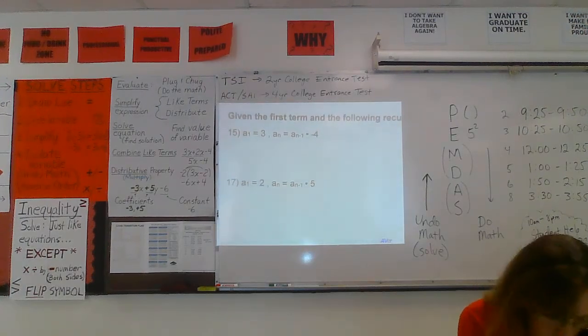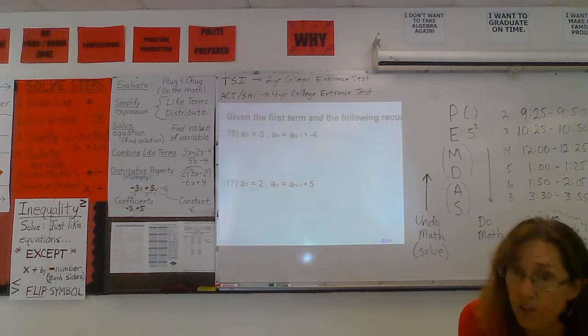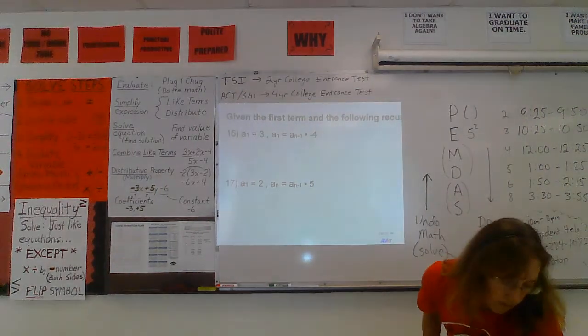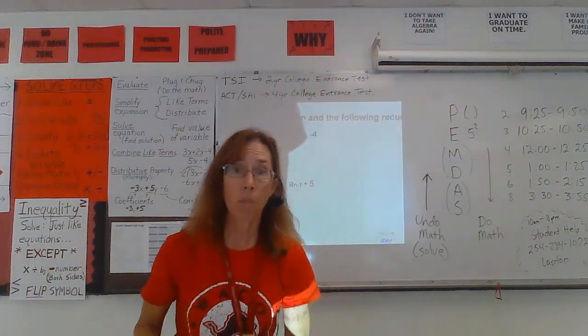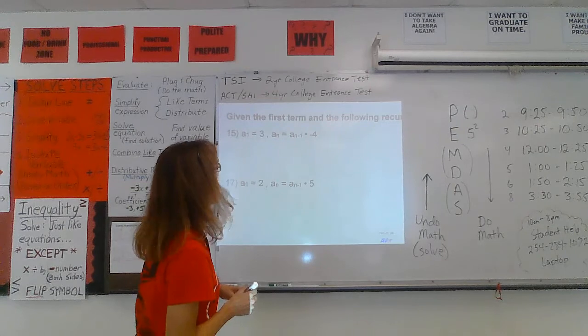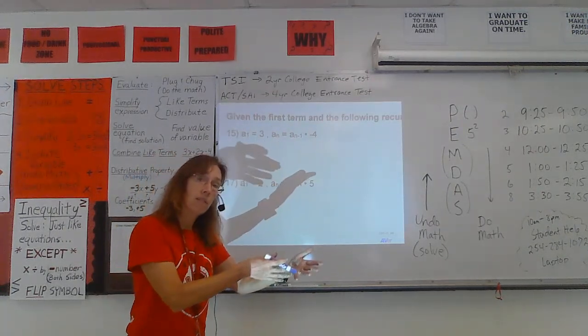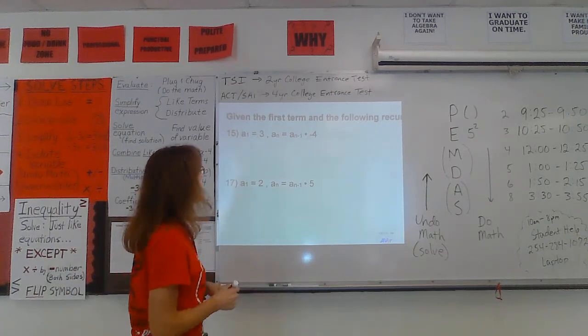The directions on number 15 say, given the first term, so I know the first number in my sequence of numbers, and the following recursive formulas, they want us to find the 7th number or the 7th term in my string of numbers. So since it's only the 7th one, I'm thinking I can just make a list and just go count over to 7. Sometimes old school, low tech is the easiest way to do it and not make a mistake.